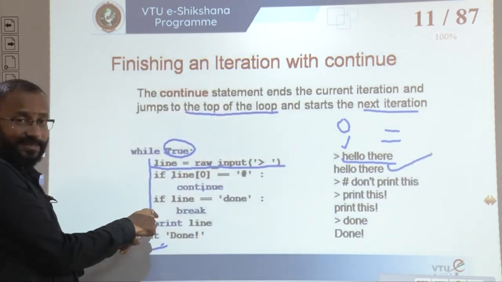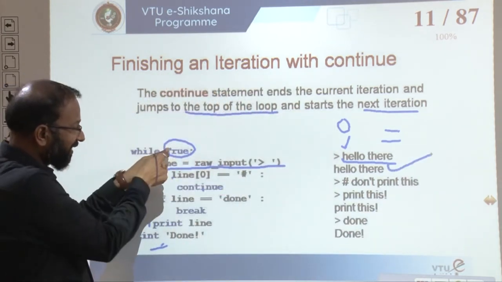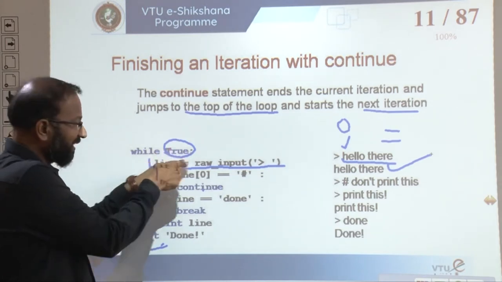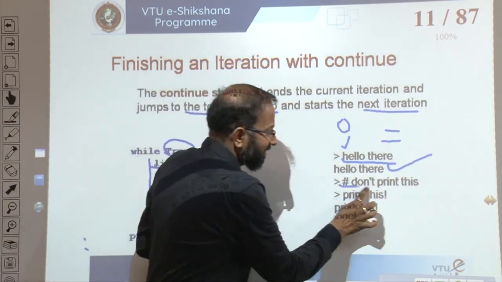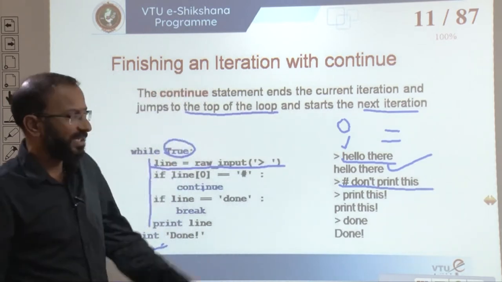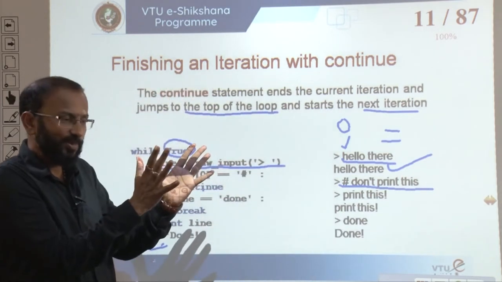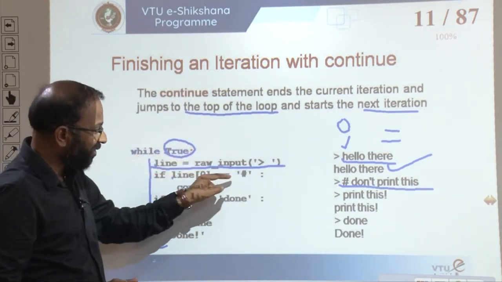Second, as this is an infinite loop, again control will come back, it is still true, then it will read a line. Now we have read a line, so in that case we take this as an input. Now we check if line of 0 is equal to hash.